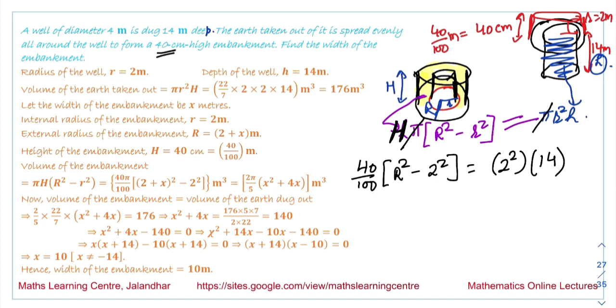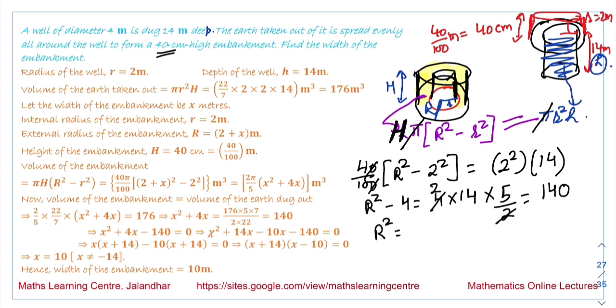So we get r square minus 4 is equal to 4 into 14 into 5 by 2. So these two values get cancelled, it is 2 into this, so it is 140. So the value of r square we have is 144. The value of r we will get is equal to 12. We are saying the value of r that we will have is equal to 12. That is the outer radius we are talking about.